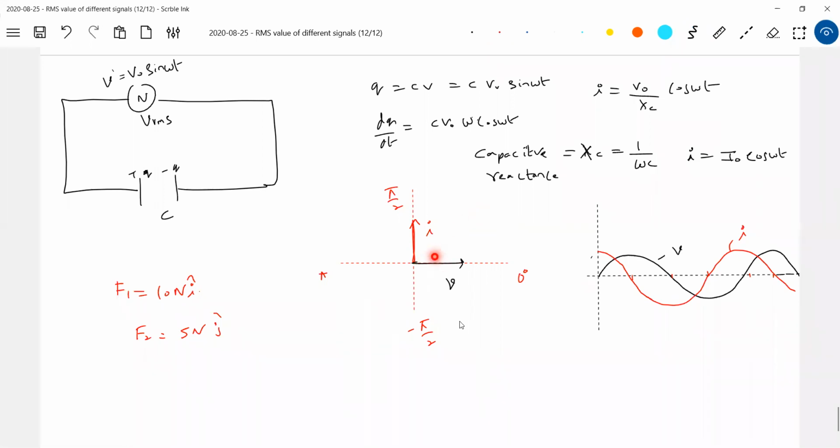Now what is the length of this vector? The length of this arrow indicates the magnitude. And what about the phase or the direction? The direction is given by this system here: 0, pi by 2, pi. So definitely I say that the current leads the voltage by 90 degrees, because cos is written as sine omega t plus pi by 2. Am I right?